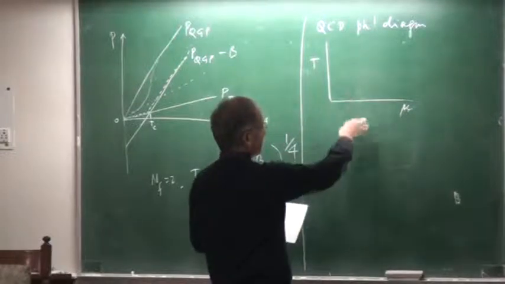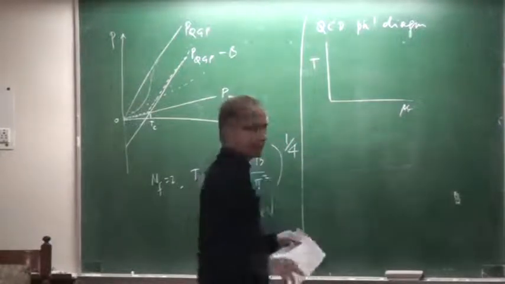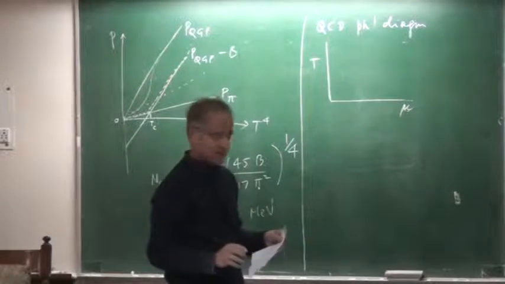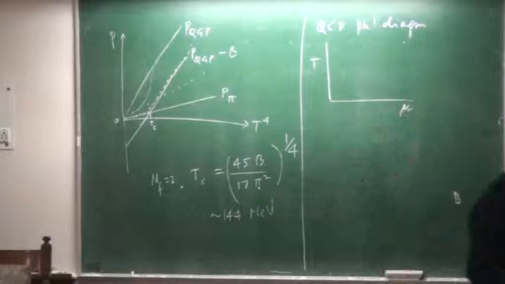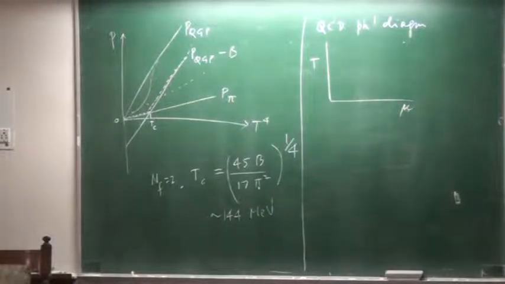So to draw the phase diagram, now you have to include these mu dependent terms, which so far we have been ignoring. So let's look at that again. This mu dependent energy density.